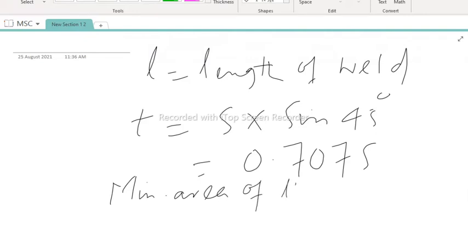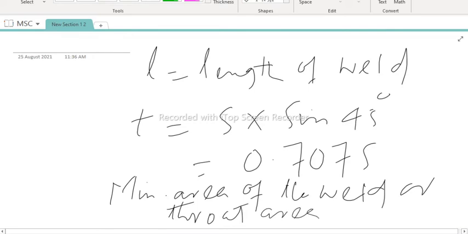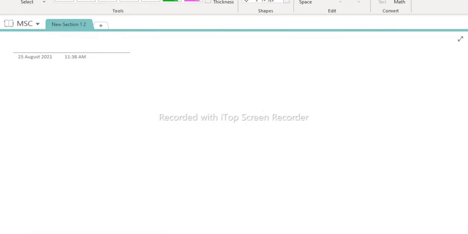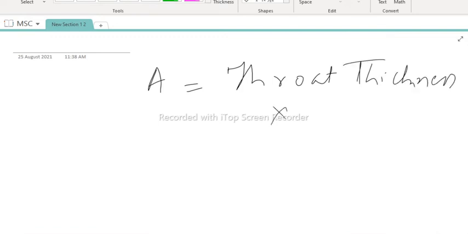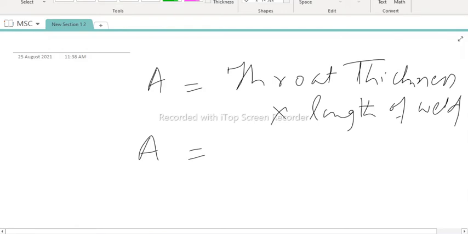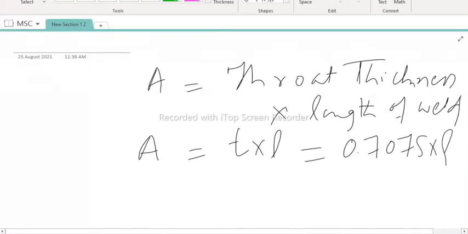So we say the minimum area of the weld, or throat area, A, will be equal to throat thickness into length of weld. So we can say A is equal to D into L, or is equal to 0.707 S into L, right?